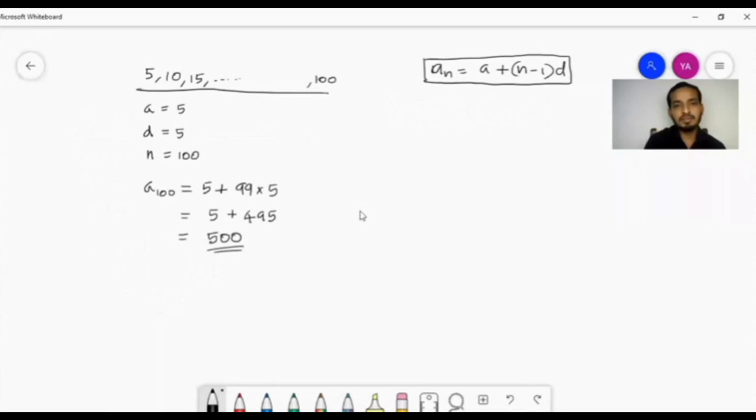The position of 5 is 1. The position of 10 is 2. The position of 15 is 3. And 100 comes in the 20th position. We can guess it because this is a very simple question. In any other sequence, if you get a term at some position, we cannot guess like this. Because this is a multiple of 5, we can do it in our mind. 50 comes in the 10th position and 100 comes in the 20th position.